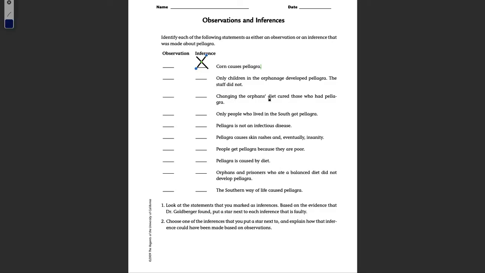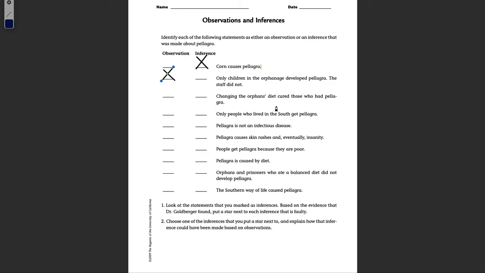Okay. Statement 2. Only children in the orphanage developed pellagra. The staff did not. So remember, okay, Dr. Goldberger was able to go into those orphanages and make observations directly from what he saw. So was he physically able to see that in those orphanages, yes, there were some of the children that would develop pellagra, but he also noticed that the staff did not. So that is something that he was able to directly see. So that would be considered an observation.